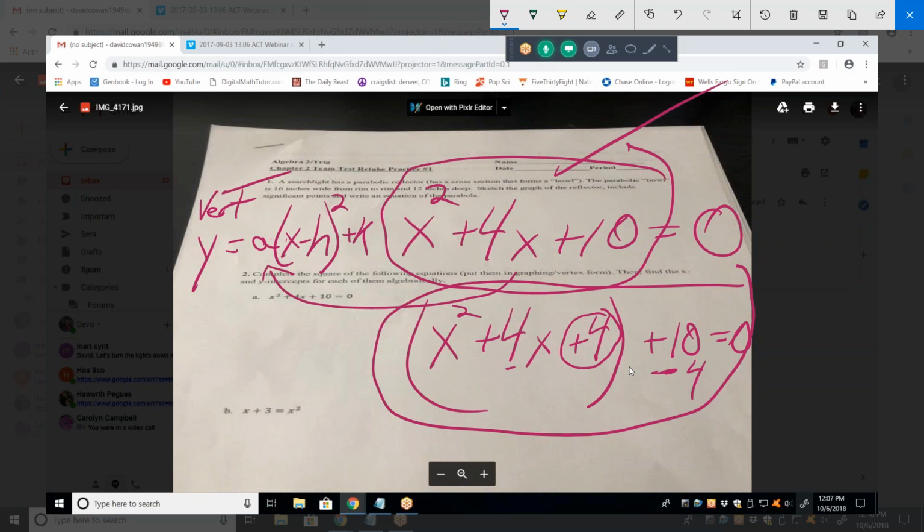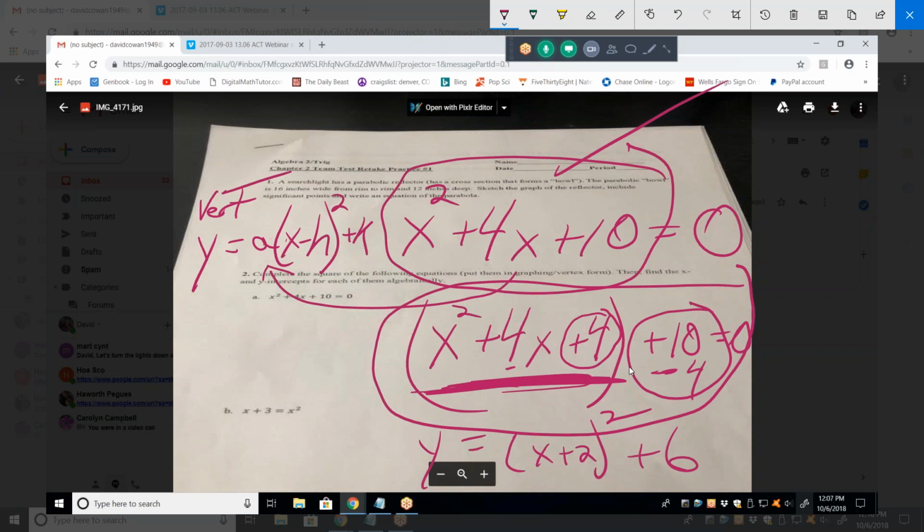The advantage of doing that is that this part right here, because of the way I did it, because I took half of that and squared it, I'm always going to be able to write that as x plus 2 quantity squared. Notice that x plus 2 quantity squared equals x squared plus 4x plus 4. Combine those two numbers, and I have plus 6. And there's my equation in vertex format.